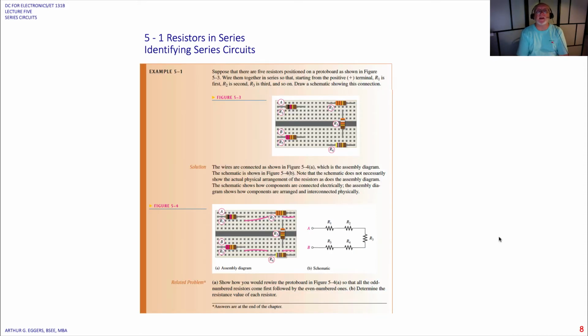So if we look at what a typical breadboard configuration would look like, in the first example it says, suppose there are 5 resistors positioned on a protoboard as shown. Wire them together in series so that, starting from the positive terminal, R1 is first, then R2, R3, and so on, and then draw the schematic diagram.